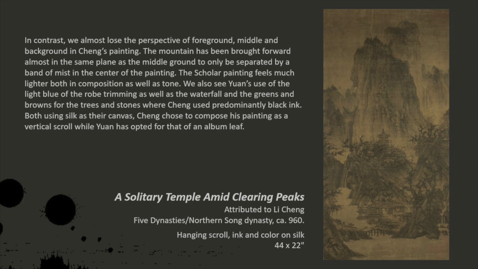We also see Huan's use of the light blue of the robe trimming, as well as the waterfall, and the greens and the browns for the trees and stones, where Chang used predominantly black ink. Both using silk as their canvases, Chang chose to compose his painting as a vertical scroll, while Huan has opted for that of an album leaf.